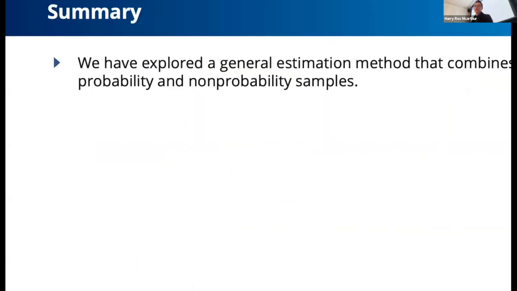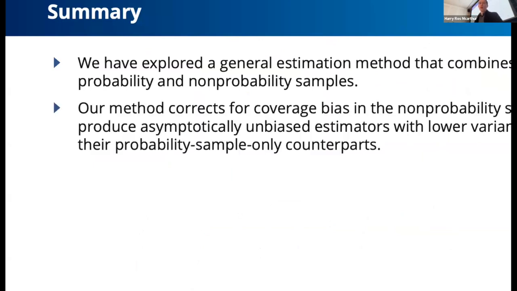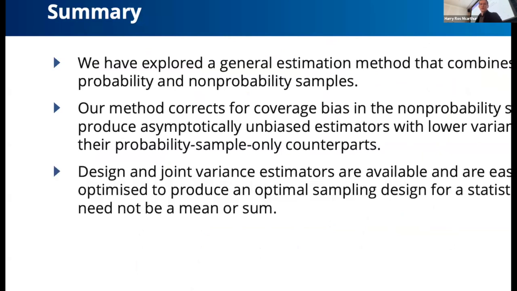We've explored a general estimation method that combines data from two different kinds of samples. We correct for coverage bias or selection bias in the non-probability sample to get asymptotically unbiased statistics with a lower variance than just using the probability sample, just using the survey.